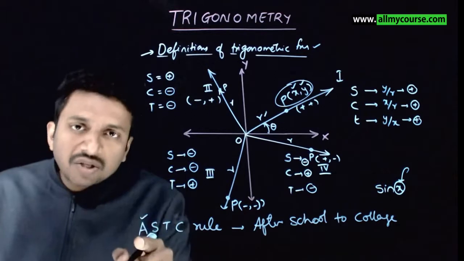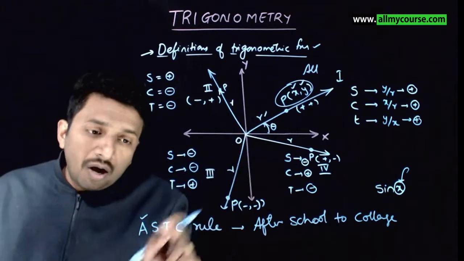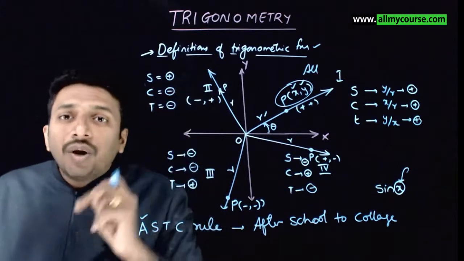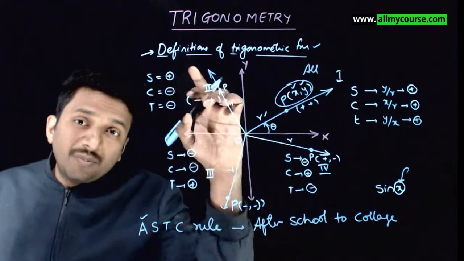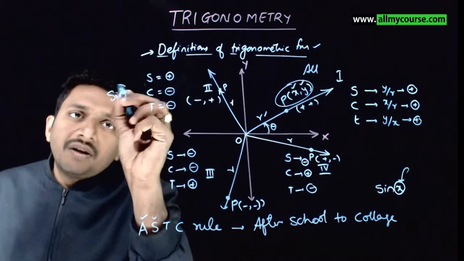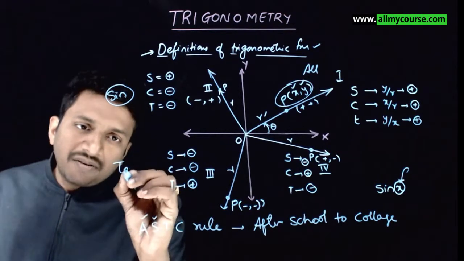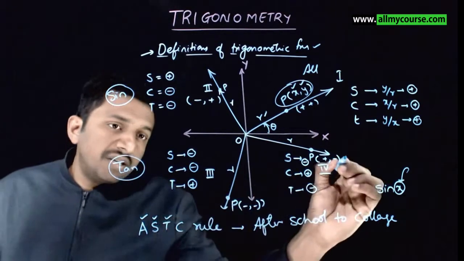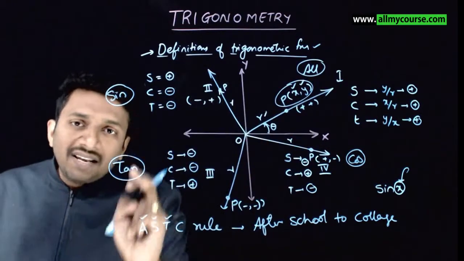A means in the first quadrant all the trigonometric ratios are positive. In the second quadrant sine is positive and the remaining two are negative. I am only dealing with these three ratios, so the corresponding reciprocals can be obtained by you. So in the second quadrant sine is positive, that means the remaining are negative. In the third quadrant tan is positive and the remaining ratios are negative. And in the fourth quadrant, C, cos is positive and the remaining ratios are negative. All Sin Tan Cos.